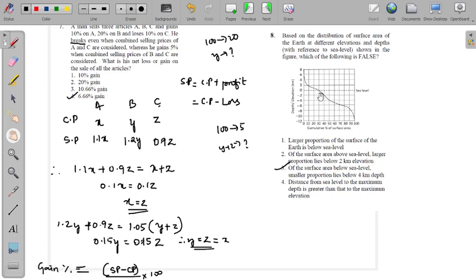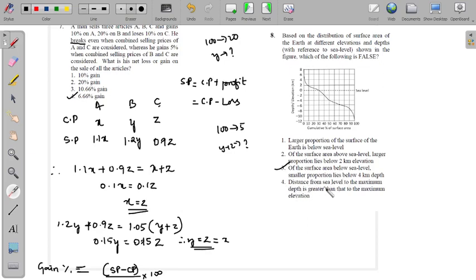Either you look at the length of this curve, or else you can look at the percentage of surface area. It is increasing. Till 4 here, it is a smaller length. Then from 4 to the remaining value, minus 4 to 12, it is having the larger length. So that is false. Of the surface area below sea level, a larger proportion lies below 4 kilometer depth, not the smaller proportion.